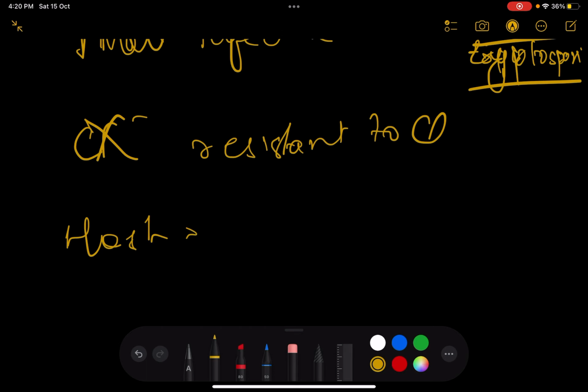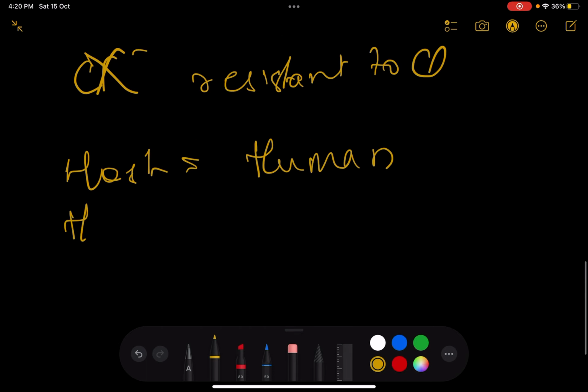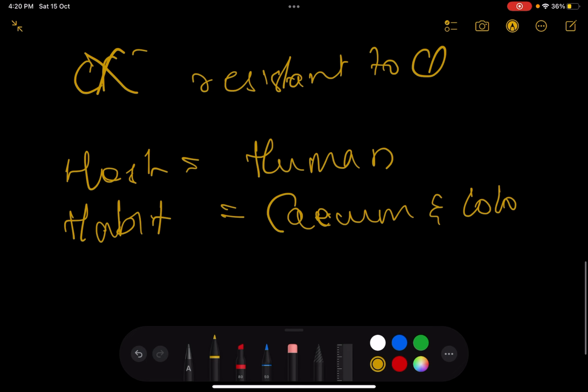Before anything about the traveler's diarrhea or the symptoms, let's look at the host. Which host does it have? Does it have two hosts? No, it has one host. It's humans, no animal reservoir. Habitat: what is the habitat? The habitat is the cecum and colon, of humans obviously.